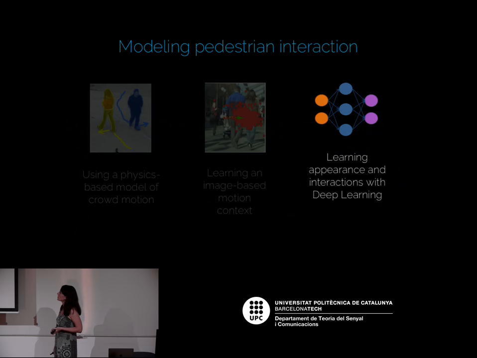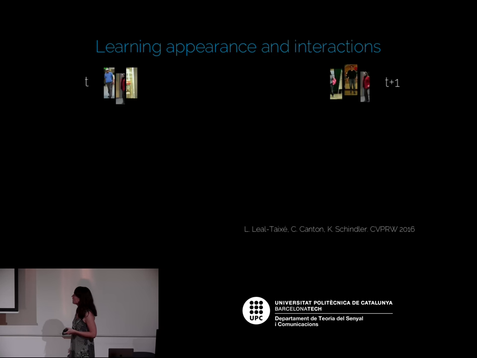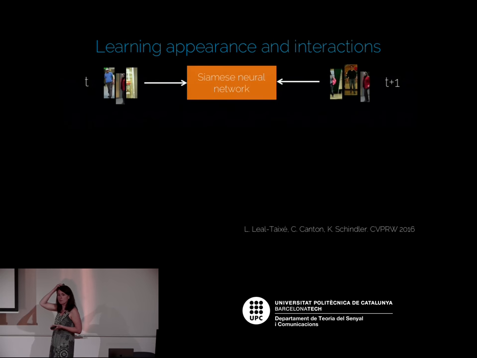Now, as I said, this was pre-deep learning. So of course, then we moved along to not only learning motion models, but also learning the appearance together. What we proposed is, since we're comparing two bounding boxes, so we want to know how much the bounding boxes of frame T match the bounding boxes of frame T plus one, again, a natural decision is to use a Siamese neural network. We already explained a little bit how it worked on the first day.